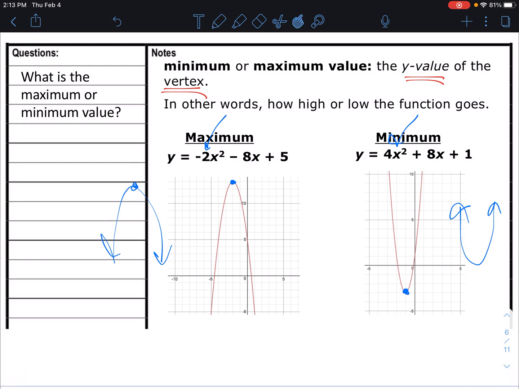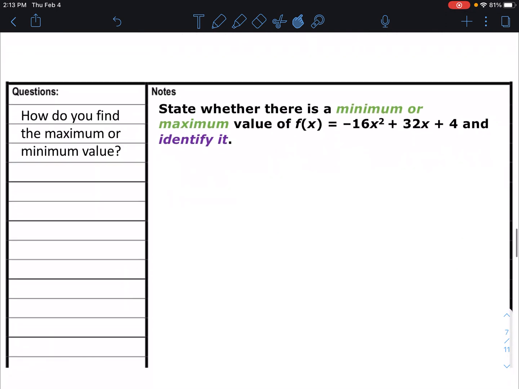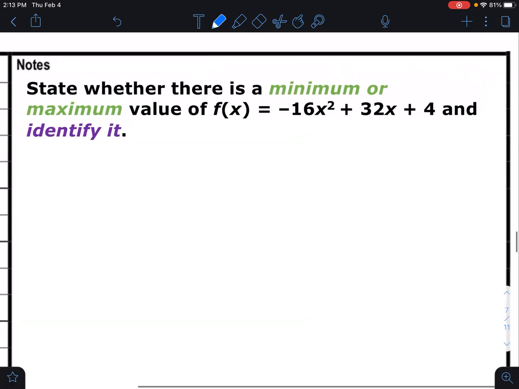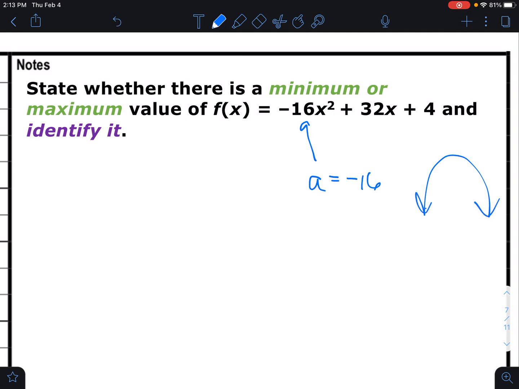All right, and then you just have to find the vertex, which you already know how to do. So here's how this works. State whether there is a minimum or a maximum value of the function and identify it. So our function is f of x equals negative 16x squared plus 36x plus 4. Okay, so you're going to start out by saying, here is my a, right? That means because a is negative 16, this graph opens down.